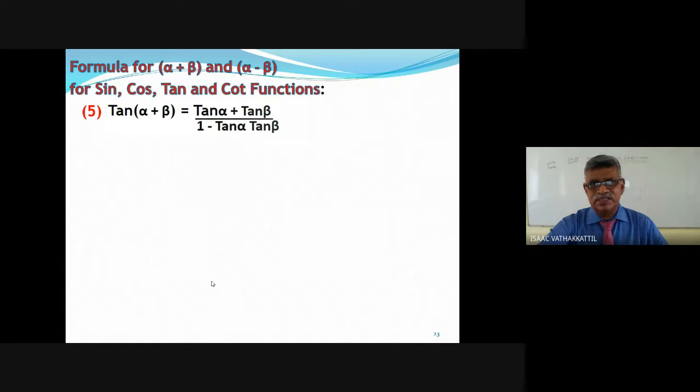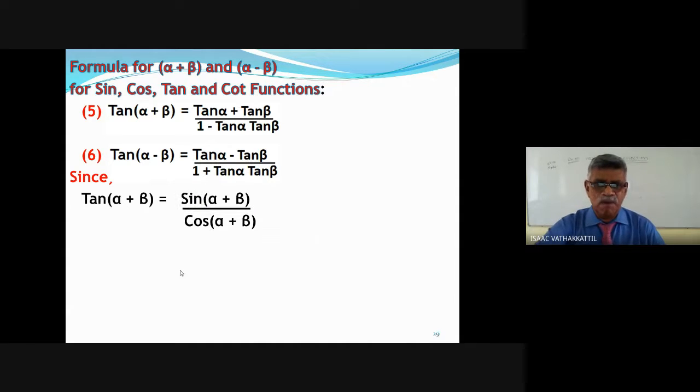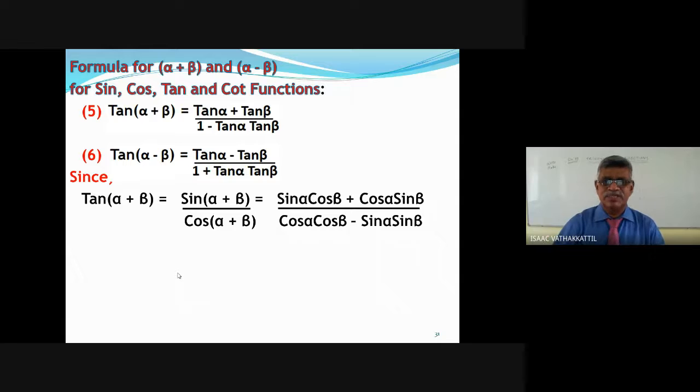Tan alpha plus beta is tan alpha plus tan beta upon 1 minus tan alpha tan beta. And tan alpha minus beta is tan alpha minus tan beta upon 1 plus tan alpha tan beta. Very simple. We know tan alpha plus beta is nothing but sine alpha plus beta upon cos alpha plus beta. And what is sine alpha plus beta? It is sine alpha cos beta plus cos alpha sine beta. And what is cos alpha plus beta? Cos alpha cos beta minus sine alpha sine beta.